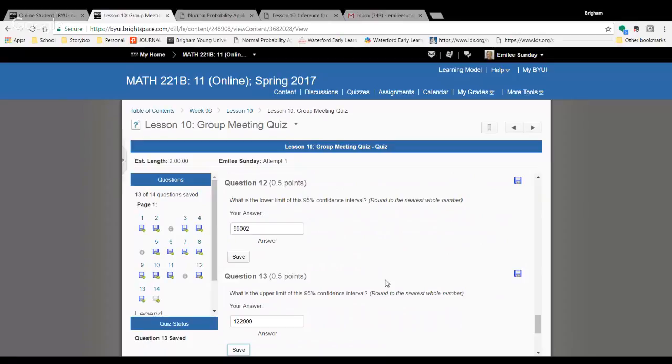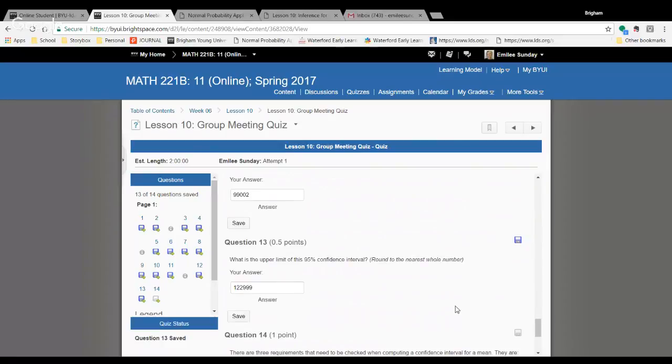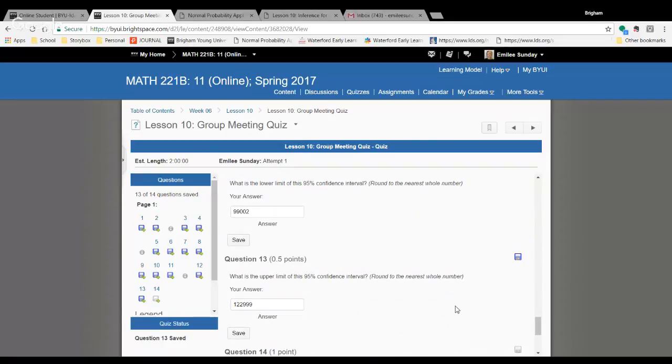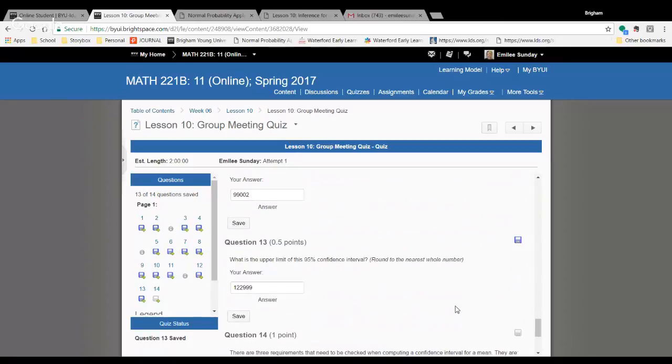The 99. Let's do it again real quick. 36,730 divided by 6 times 1.96. 111,000 minus that previous answer is 99,001.5, which bumps it to 99,002. I think we're okay. And we're subtracting or adding now? We're subtracting. On 12, we're subtracting. On 13, we're adding.